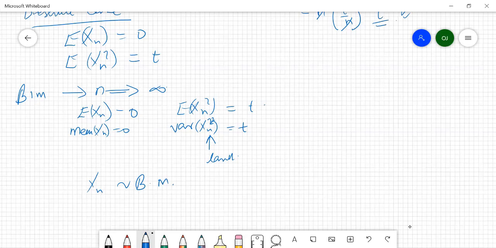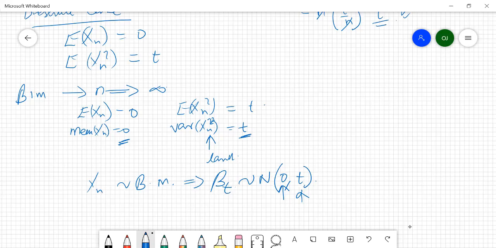So in our case, we are referring now to bt. So our xn now becomes bt. So our bt becomes Brownian motion, which is normally distributed with mean 0 and variance t. Remember, the mean we get from here, and the variance we get from this point here. So there is one thing that you can realize from this: bt remains finite.